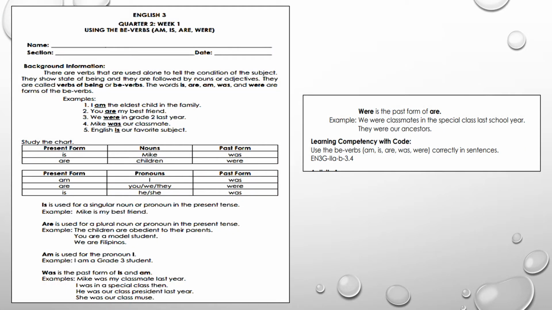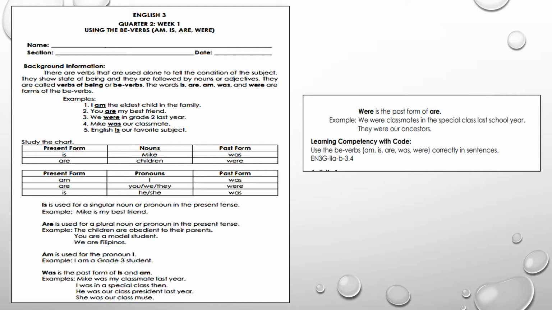So for Week 1, Quarter 2, we have here a background information. Let us read all together what we are going to learn from this one. There are verbs that are used alone to tell the condition of the subject. They show state of being and they are followed by nouns or adjectives. They are called verbs of being or be verbs. The words is, are, am, was, and were are forms of the be verbs.